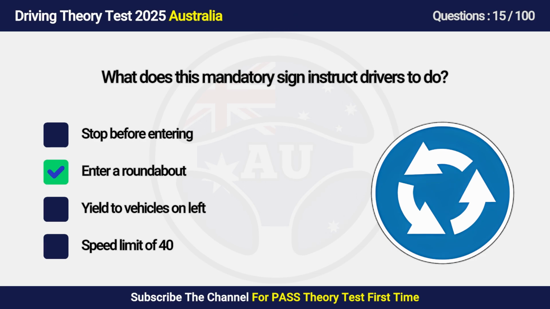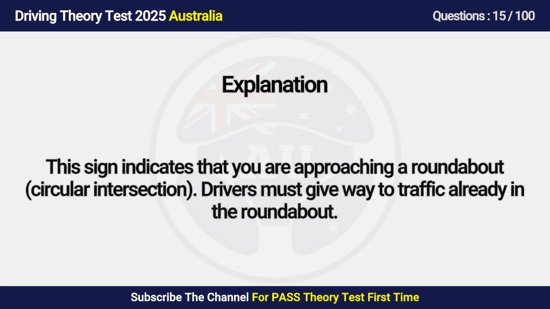Answer is B. Enter a roundabout. This sign indicates that you are approaching a roundabout circular intersection. Drivers must give way to traffic already in the roundabout.